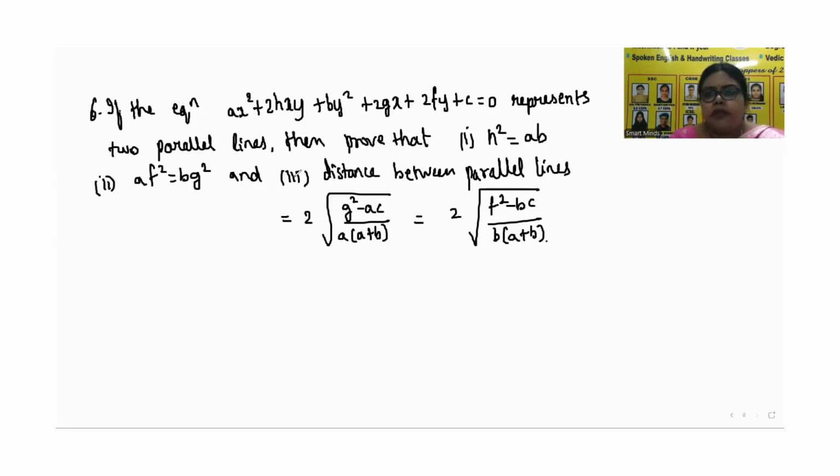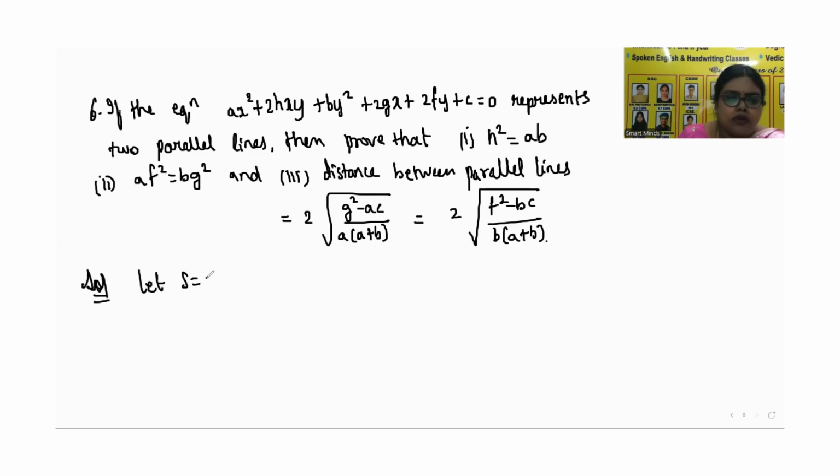So take this theorem. If the equation ax² plus 2hxy plus by² plus 2gx plus 2fy plus c is equal to 0 represents two parallel lines, then prove that number 1, h² is equal to ab, number 2, af² is equal to bg², and number 3, distance between parallel lines is 2 root over (g² minus ac) by a into (a plus b), or 2 root over (f² minus bc) by b into (a plus b). So let's see how to start the proof.